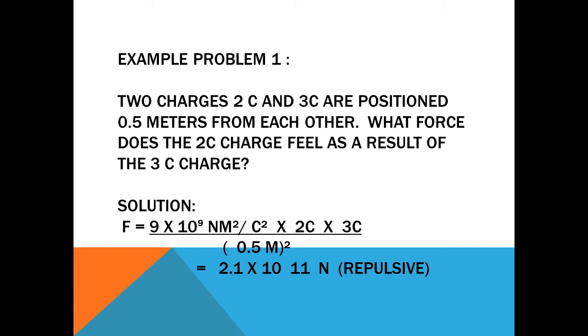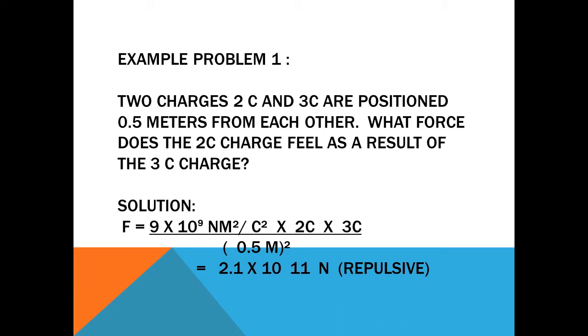For example, two charges, 2 coulomb and 3 coulomb, are positioned 0.5 meters from each other. What force does the 2 coulomb charge feel as a result of the 3 coulomb charge? So, you look at the problem which states that there are 2 coulombs and 3 coulombs which are positively charged. And we said that if two charges are of the same charge, say positive, then they will repel each other. Or if both are negative, then they repel each other.